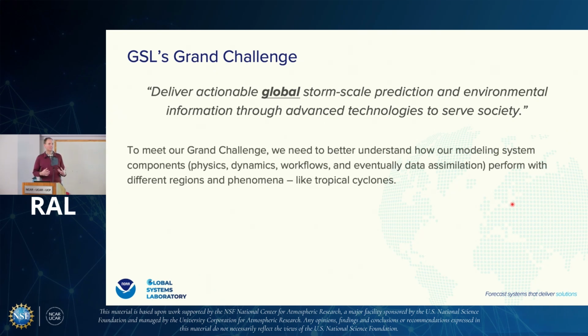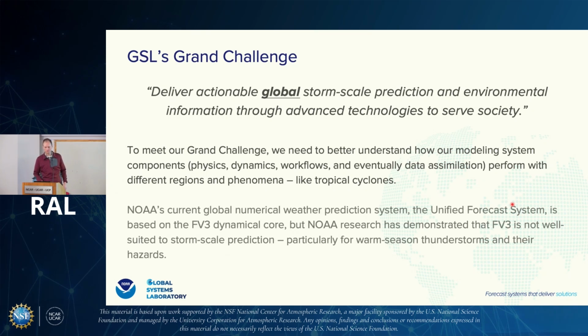So if we're going to get there, if we're going to meet that grand challenge, we need to better understand how our modeling system, our physics, the dynamics of the model, our workflows, which include verification and post-processing, and eventually data assimilation, perform across the globe in different regions with different meteorological conditions than what we see over the CONUS and North America more broadly, and for different phenomena than we typically see here over the CONUS and North America. Tropical cyclones being just one of many of those.